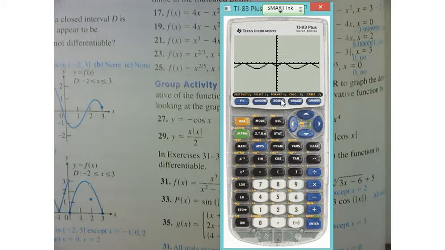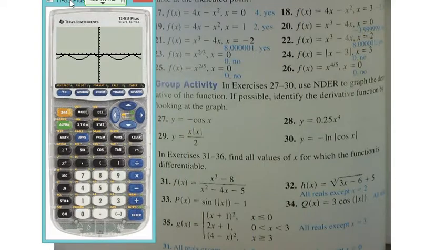Now I don't really see a cusp. Just by looking at the picture, do you see a cusp or a corner or a jump discontinuity? No. So what does the back of the book say though? Is there an issue where it's not differentiable, or is it differentiable across the domain? At x equals 0. So now what I need to do is zoom in.